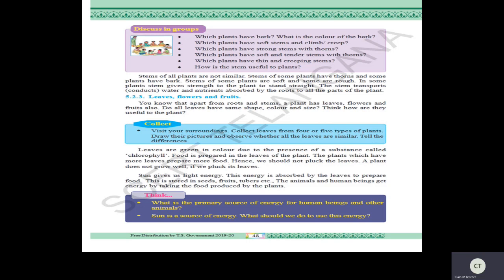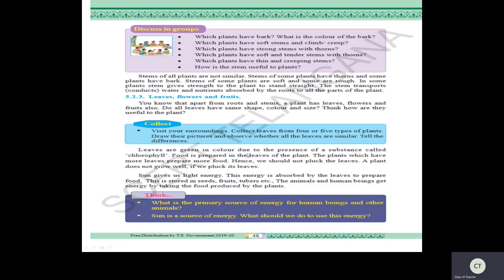Let us learn briefly about leaves. A small activity is there: visit your surroundings. Today, children, after listening to the class, go out and collect leaves of at least 4 to 5 types of plants, okay? Take pictures and observe whether all leaves are similar, and tell the difference. Discuss the difference with your elders or your parents. Right, children? Will you do this activity today? Yes, do it, children. It will be very interesting. Now let us see about leaves.